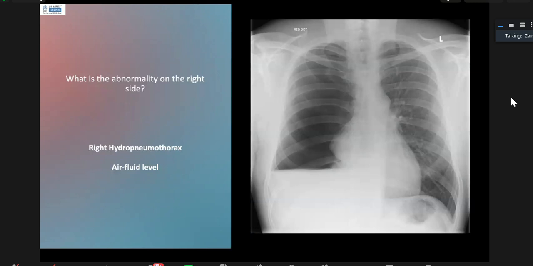And finally, again, a lot of you, well done for getting this. This is not a pleural effusion. We can't see the classic meniscus sign. Instead, this is a right hydropneumothorax. We can see that this is an air fluid level as it's nice and flat. And it's also associated with the collapsed lung on the right, which we can see here.